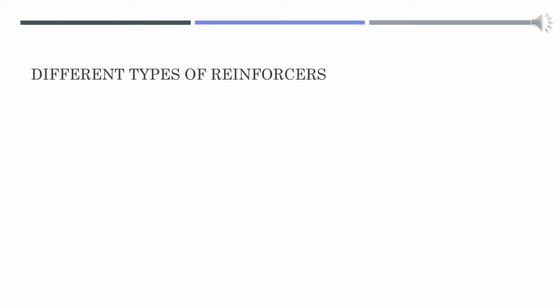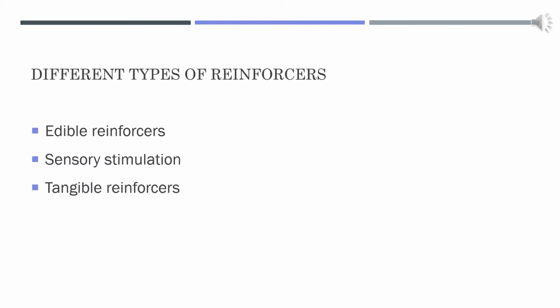There are several categories of reinforcers that you should consider using when working with your client. The first category is edible reinforcers. This involves using food items to reinforce appropriate behaviors. Items could be any food that the client enjoys, such as candy, crackers, chips, etc. A second category to consider is sensory stimulation. This could involve things such as tickles, music, or flashing lights. Another category is tangible reinforcers. Some examples of tangible reinforcers are stickers, toy cars, or books.